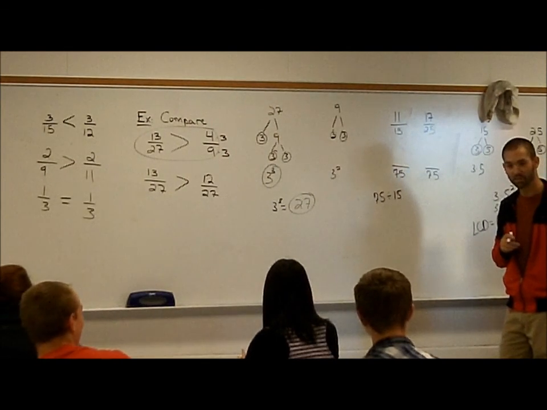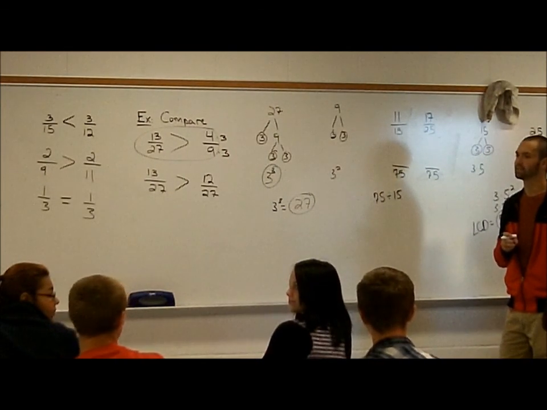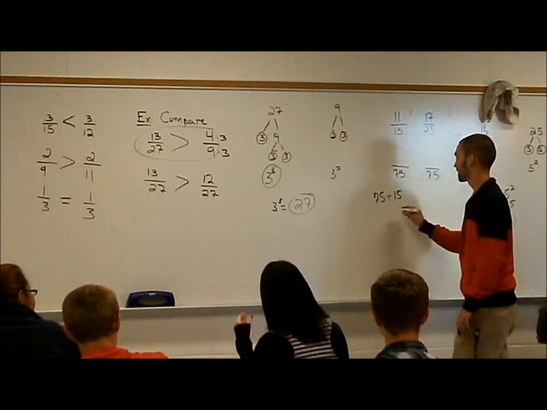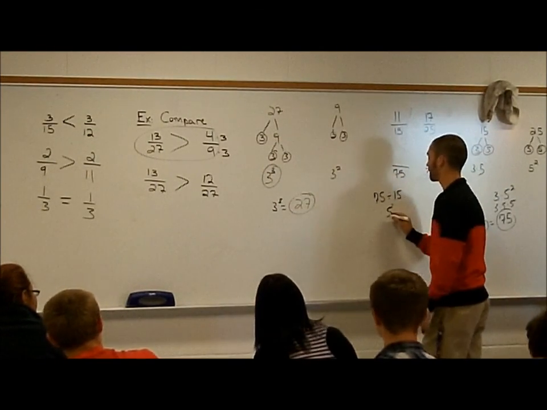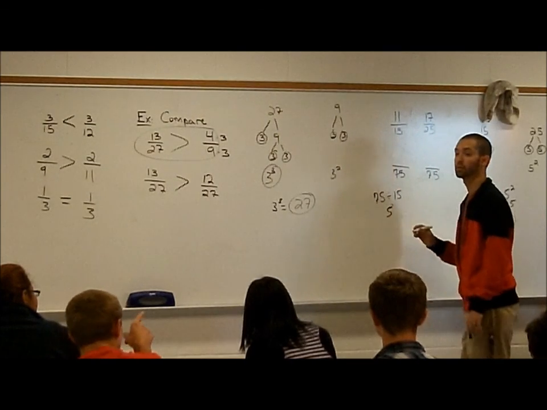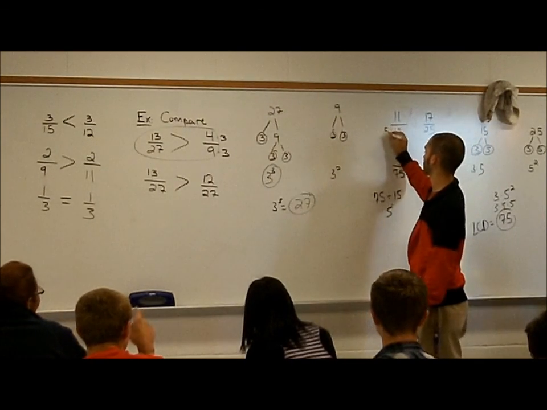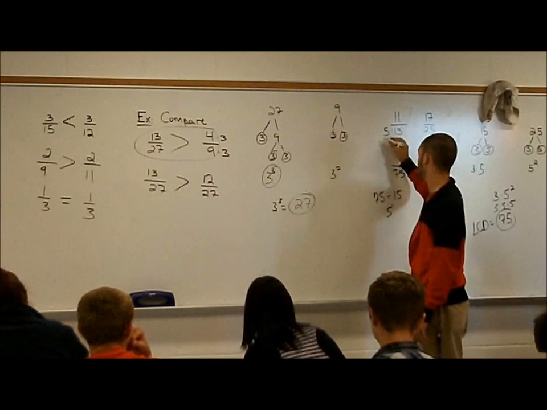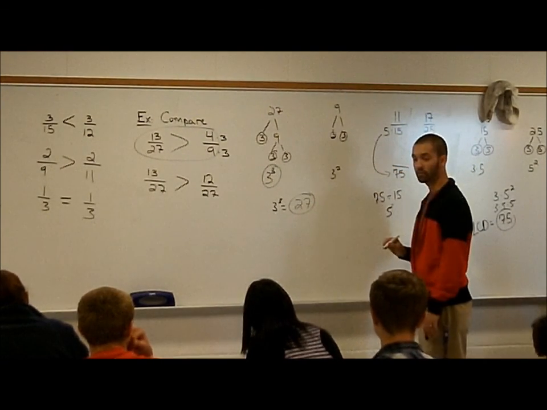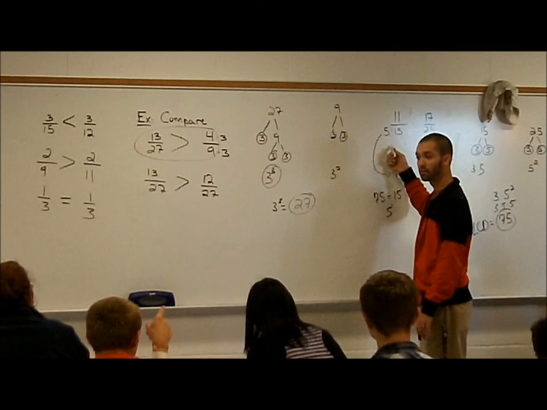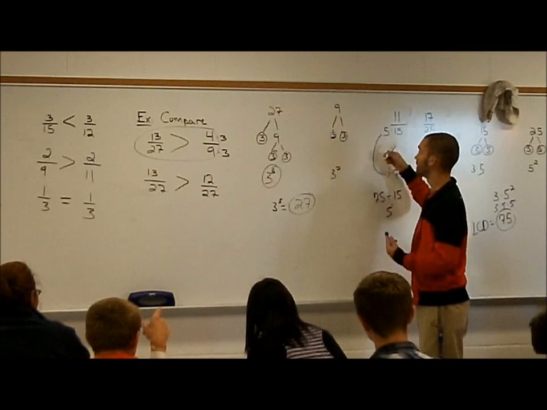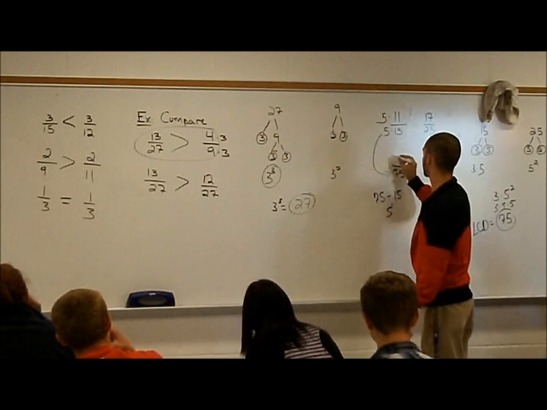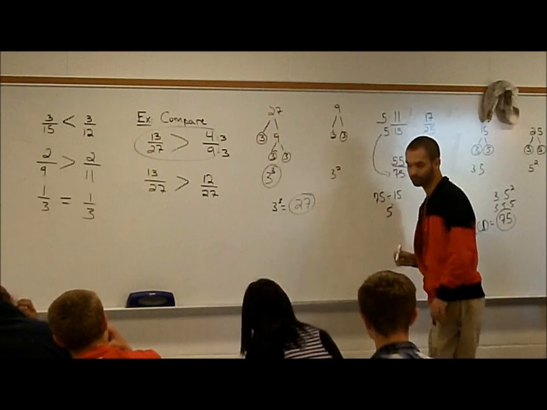Easy breezy. One less than 6 is 5. So what do I do with this 5 now? Take that times 15, right? 5 times 15 is going to give me 75. And when I do the bottom, I've got to do 11 times 5, right? 55. This is 55.